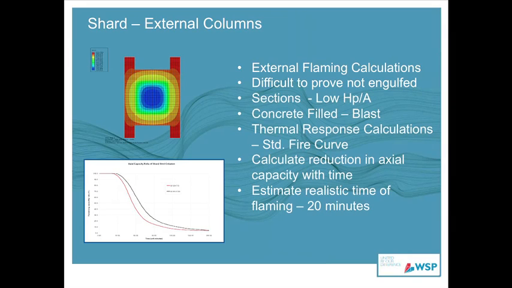If we did have a through draft case, then the fire would burn for 20 minutes maximum, because it would be a fuel controlled fire rather than a ventilation controlled fire. So what we did was assess the capacity of those columns in an unprotected state under the standard fire curve. We did thermal response calculations under the standard fire curve and calculated the reduction in axial capacity with time. We estimated the realistic time of flame as 20 minutes, and demonstrated that the capacity at 20 minutes is greater than the fire load. Those columns are so large that they actually have an inherent fire resistance of around 60 minutes.